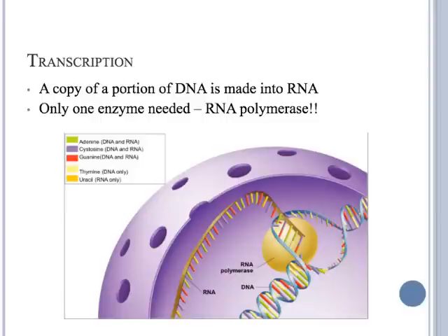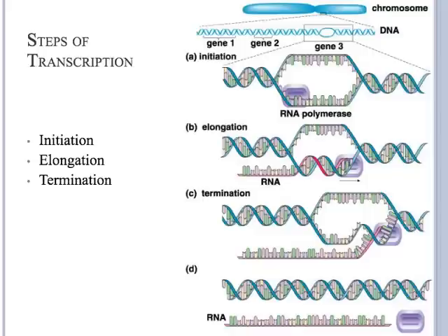Okay. So transcription, what we're going to look at today. So this is when a copy of a portion of DNA is made into RNA. We're going to look at a simplified version where we're only going to look at one enzyme doing most of the work here, and that enzyme is going to be RNA polymerase. Okay. So transcription, it has 3 steps. It has initiation, and like it sounds like, this is where transcription is initiated, where it started. So this is basically how the RNA polymerase, that enzyme, is going to find where to start and kind of get going.